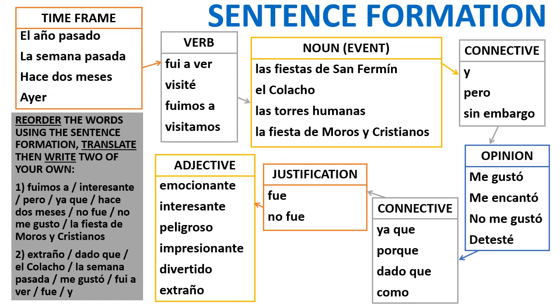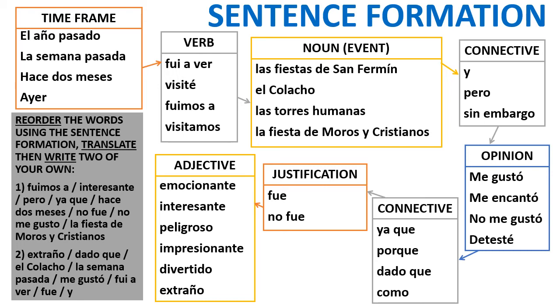So if you are struggling at any point during the lesson or when it comes to writing your own piece, use this sentence formation or use the sentence builder from last lesson, which was attached as a document to the Show My Homework assignment. So if you put all this together, you'll end up with a sentence saying, for example, last year I went to see the festivals of San Fermin and I liked it since it was exciting. And you've got the whole sentence there in the past tense.